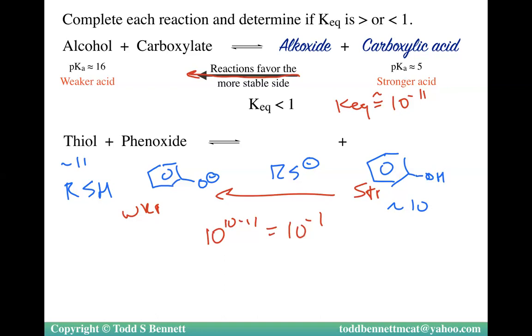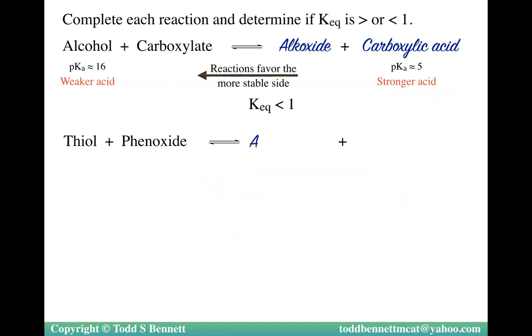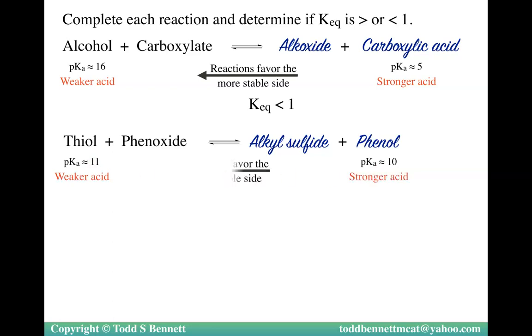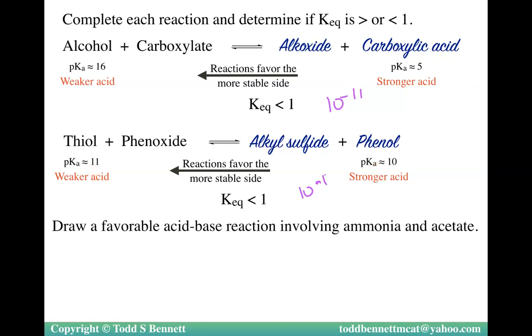Okay, I'm going to erase what I wrote and let the words come in. Alkyl sulfide, that's when it's deprotonated. Ide means it's negative. Phenoxide goes to phenol. pKas of 11 and 10. Weaker, stronger. Reaction goes from stronger to weaker. But this time, it's only 10 to the minus 1. So here it was 10 to the minus 11. Here it's 10 to the minus 1. So the product minus reactant approach is also very easy.